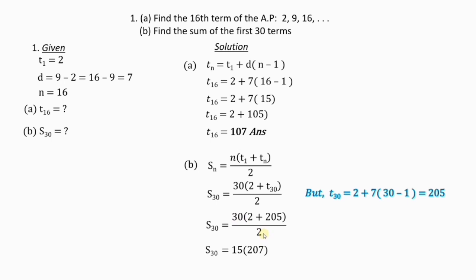So 30 divided by 2 is 15. 2 plus 205 is 207. 15 multiplied by 207 will give us 3,105. That becomes our S30.